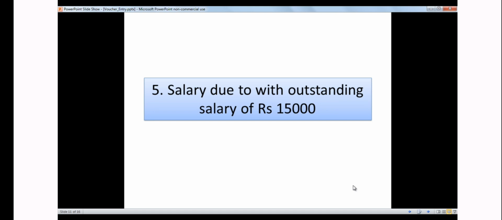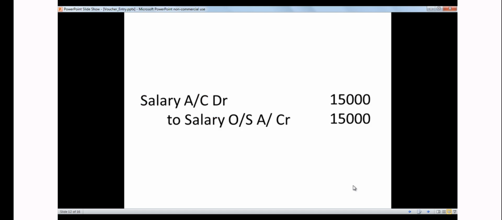Okay, the next one is going to be a bit difficult. Here it is salary due, with outstanding salary of rupees 15,000. Now here it is difficult because to find out two ledgers, one ledger is very simple to understand, which is salary. Now from the company point of view, that's an expense, so it will fall under debit. But what is the second ledger here? Now the second ledger is outstanding salary. So definitely salary is an expense, falls under debit, so outstanding salary is going to be the credit. So the entry is going to be salary account debit to outstanding salary account credit of 15,000.